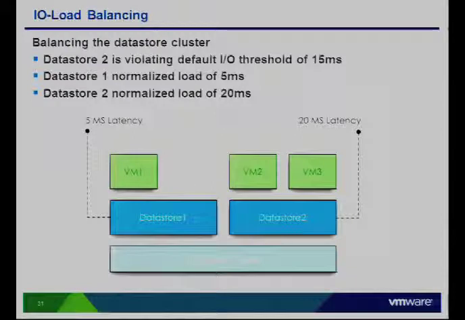Now let's take a closer look at load balancing itself. Now in this scenario we have 2 data stores in a single data store cluster. And data store 2 is actually violating its threshold. So Storage DRS will do a cost-benefit analysis on the existing virtual machines on the data store. And it has selected VM3 to move to data store 1.